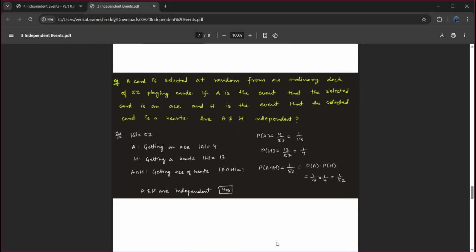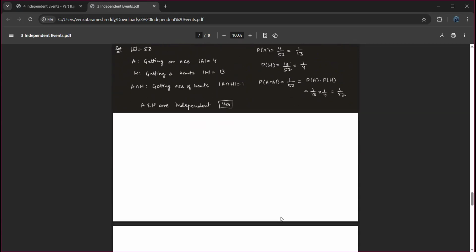So these two events are independent of each other because they satisfy the condition P of A intersection H equals P of A into P of H. Whatever value we get on the right side, we get the same value on the left side also. So LHS equals RHS, the condition is satisfied, and these two events are independent of each other. This is the final solution for the given problem.